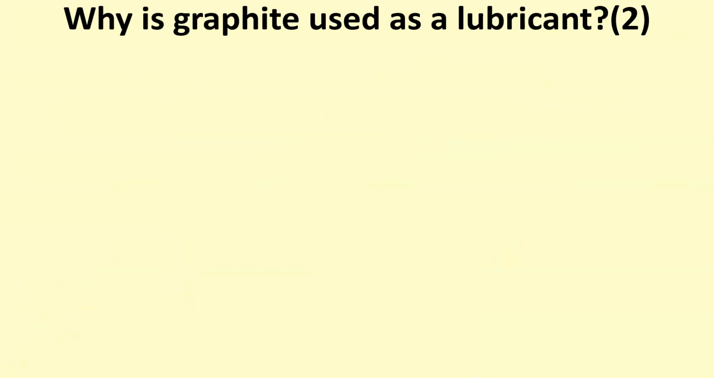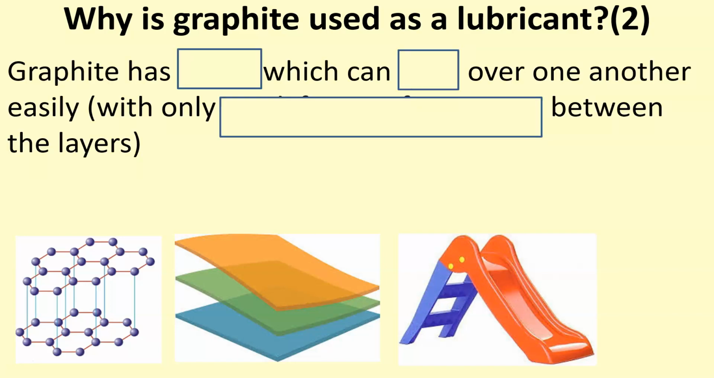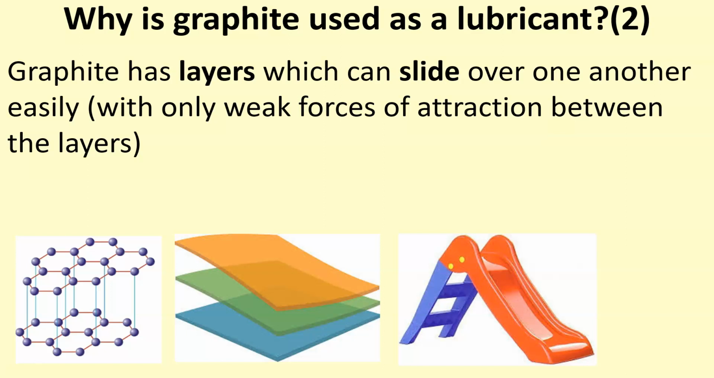Why is graphite used as a lubricant? The following diagram may help. So graphite exists in layers. And what can these layers do? They can slide over each other. If you imagine a stack of paper on the floor, if you stood on it, they could all slide over each other. And then what's between the layers? There are only weak forces of attraction between layers. It is not weak intermolecular forces. Inter means between, molecular means molecules, so intermolecular means between molecules, and it is not separate molecules, it's merely layers of the same giant structure.